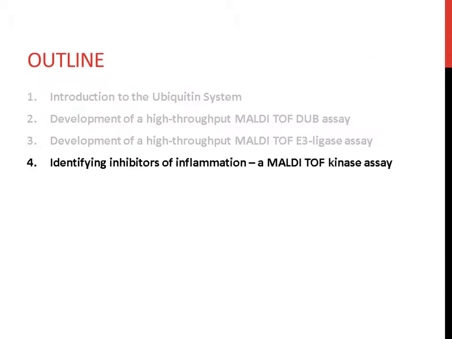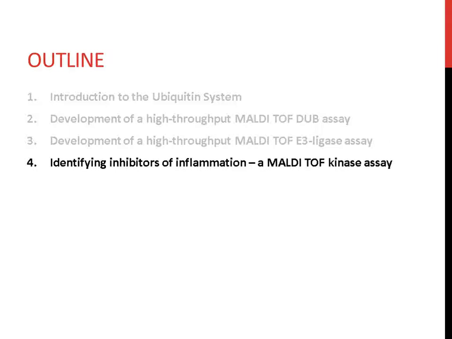So now I come to the last part of our talk, and this is a paper that we recently published where we wanted to show that we can also move into other enzymatic spaces. Because we are very used to working with kinases, we looked at whether we can compare our multi-screen of kinases with the biochemical assay that people usually use, and we used this to identify inhibitors of inflammation.